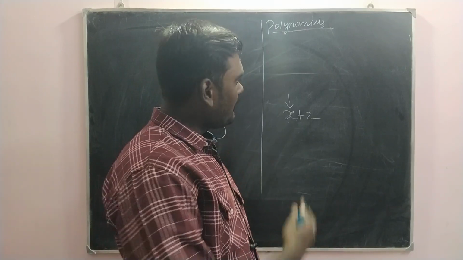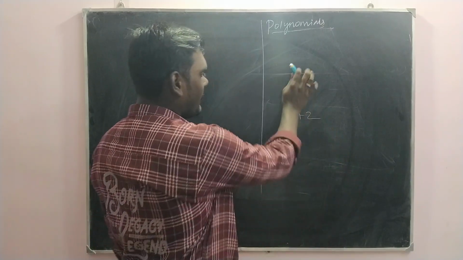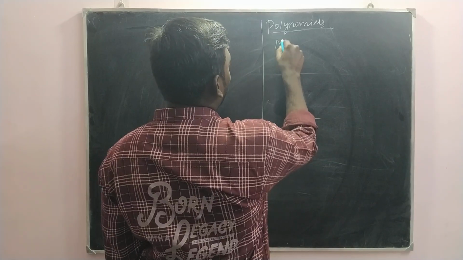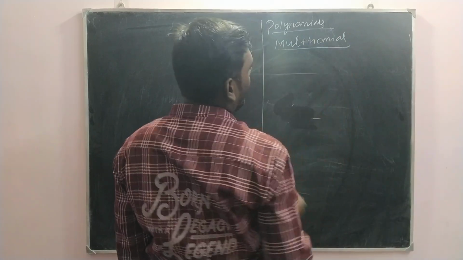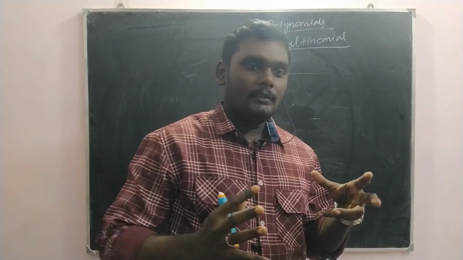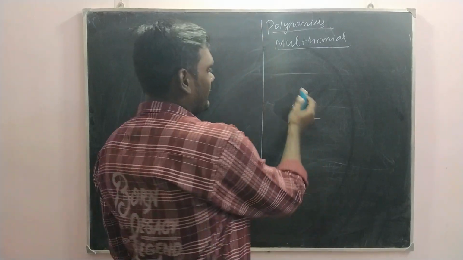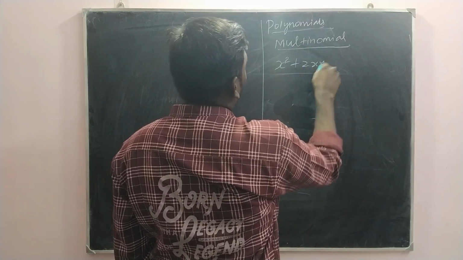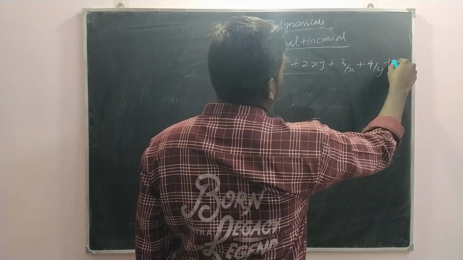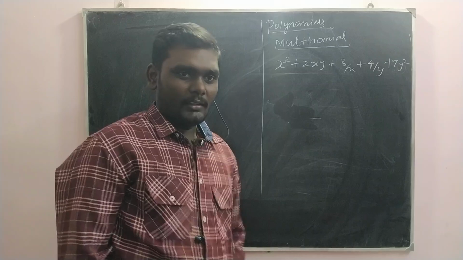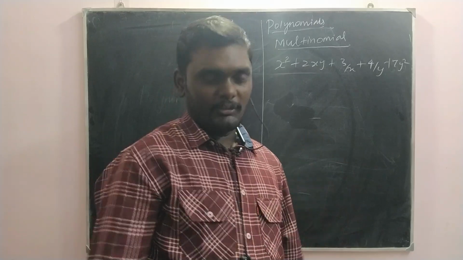So in this way of expression, there are many things. One variable is there, two variables are there. We can multiply variable with constant, many things. So that kind of thing is called a multinomial. Multinomial means it's a combination of variables and constants multiplied together, with as many terms as it may have. For example, x square plus 2xy plus 3 by x plus 4 by y plus 7y square, whatever it may be. It can have as many variables, as many constants, as many terms as it may have.